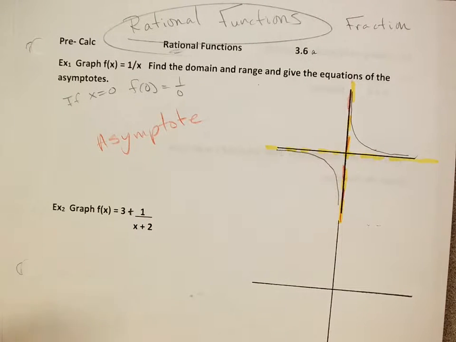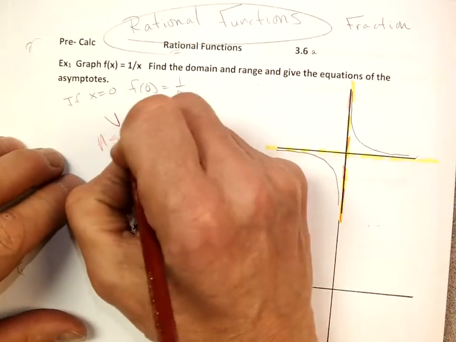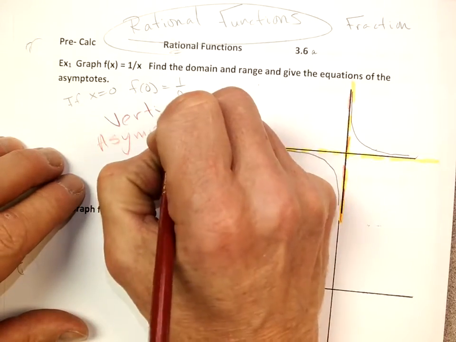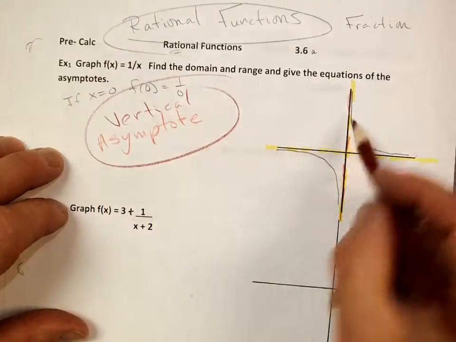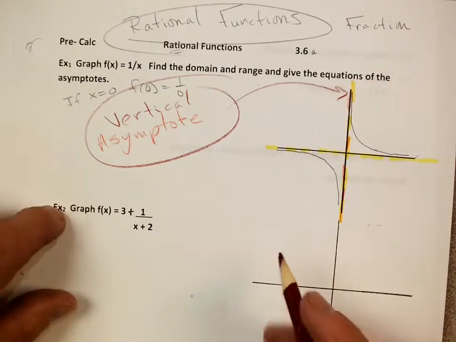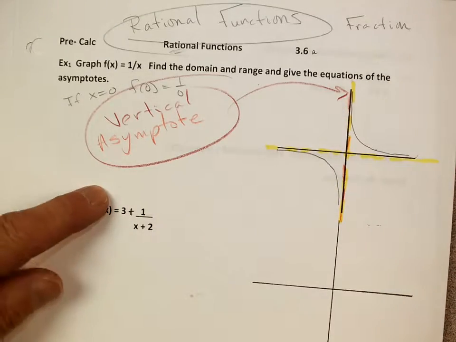So here's the thing. We have two asymptotes. We've got a vertical asymptote, and that's this one here. That's when I divide by 0.